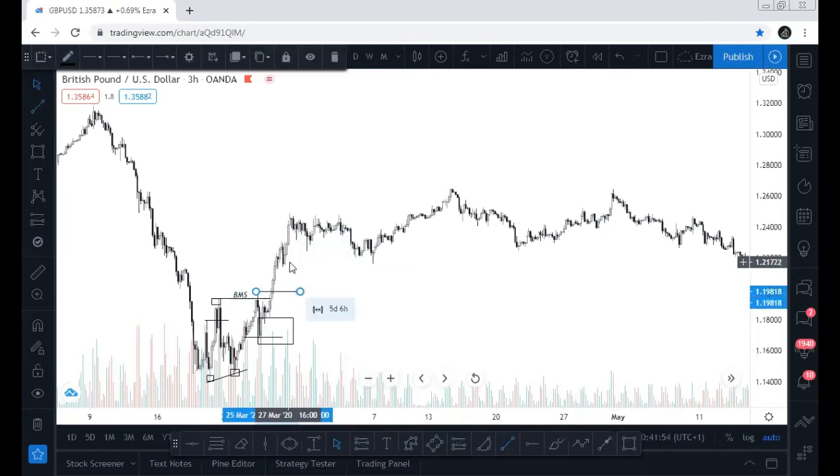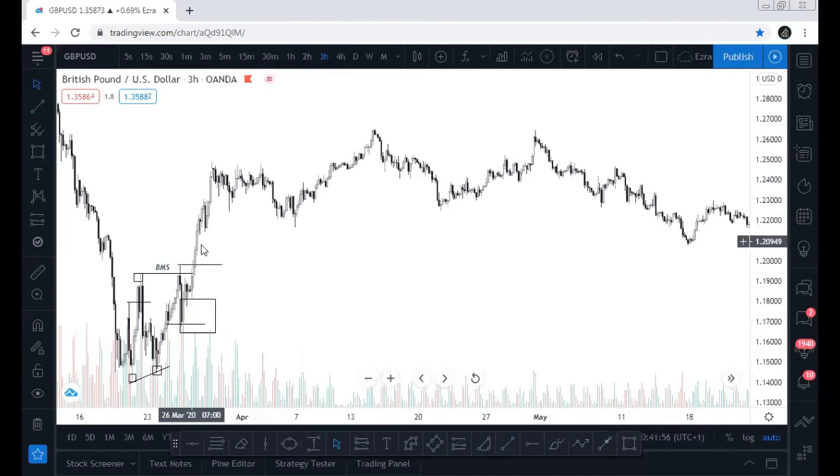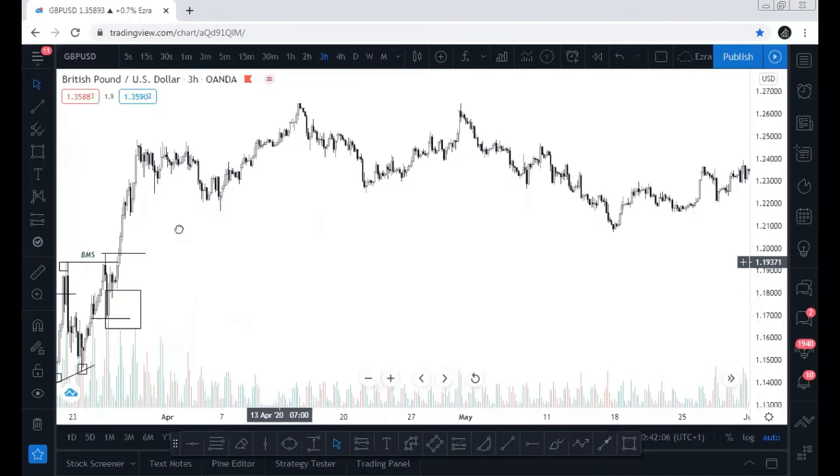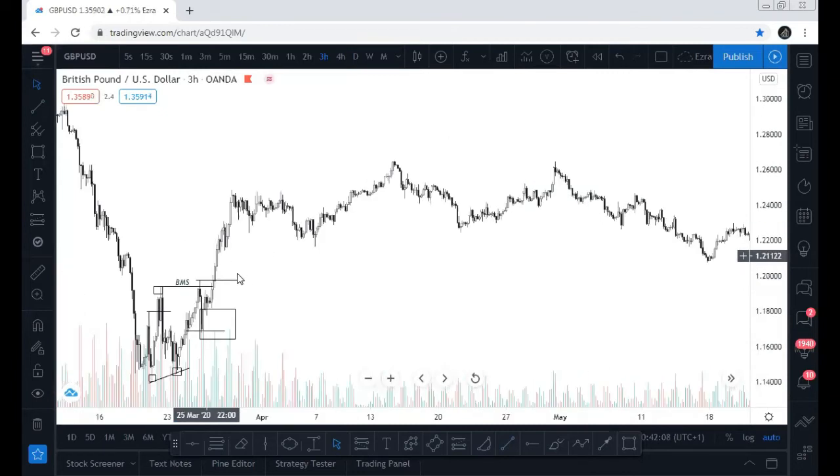So we got a new structure being created. Now after a new structure being created, price continued rallying without retracing to test this new structure that price broke here. So price continued rallying without coming to test any of this zone that price rallied. So it broke a new structure here again.